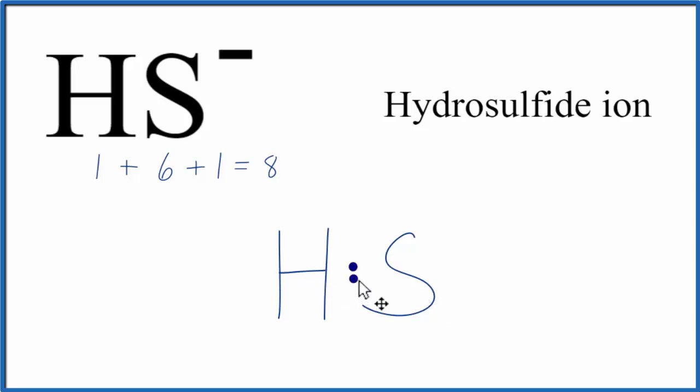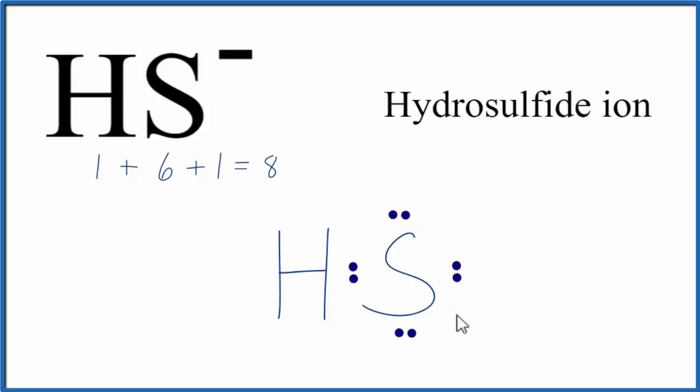And now hydrogen, it only needs 2 electrons to have its outer shell full. So the hydrogen's okay. We have 6 more valence electrons. Let's put them around the sulfur. So now the sulfur, it has a full outer shell. It has its octet here. And we've used all 8 valence electrons.